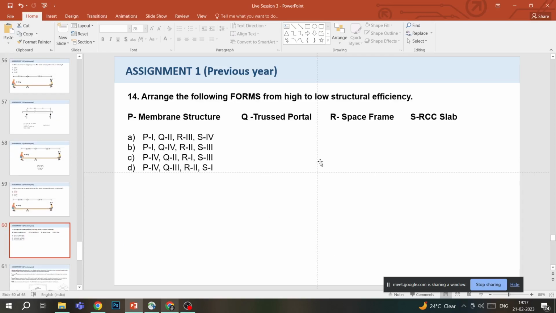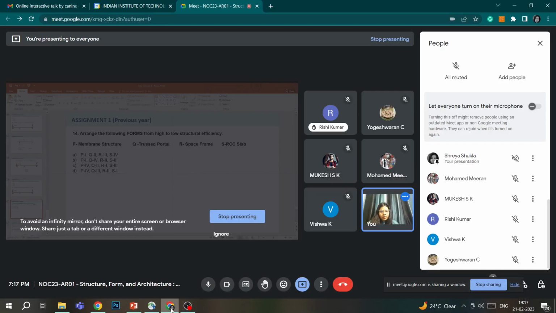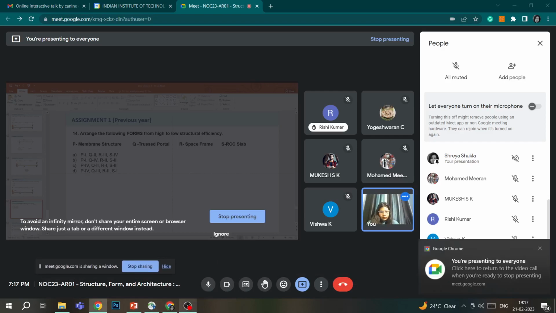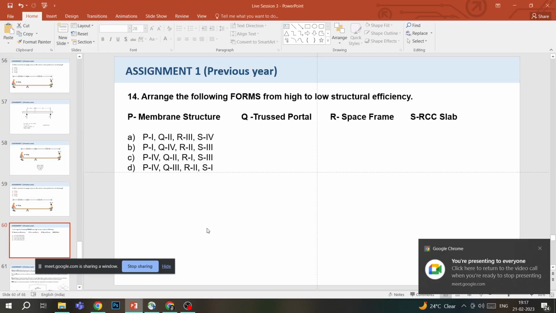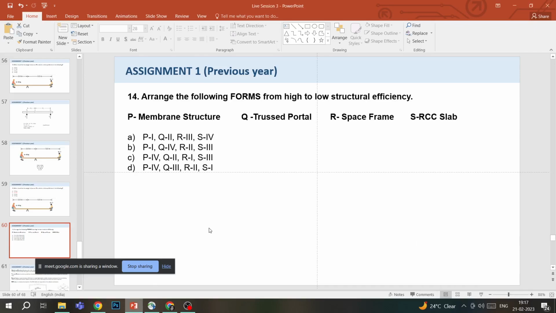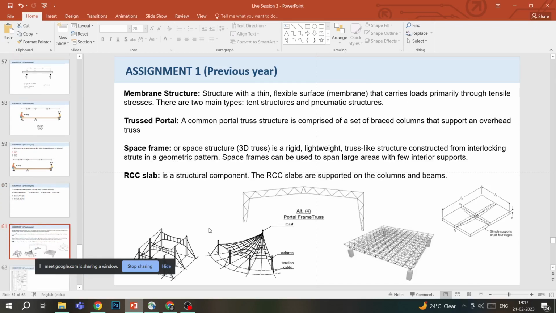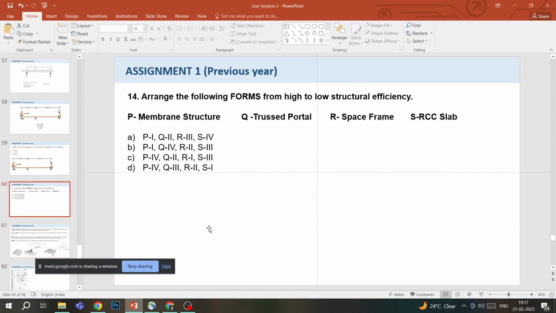Another question based on high to low structural efficiency. Now we have 2 new terms and 2 old terms from the previous question. So P is membrane structure, Q is truss portal, which we just discussed. Then we have space frame, and then we have RCC slab, which we just discussed, and then we have all these options which we have to match. Because we covered truss portal and RCC slab, now we'll understand what is membrane structure and what is a space frame.